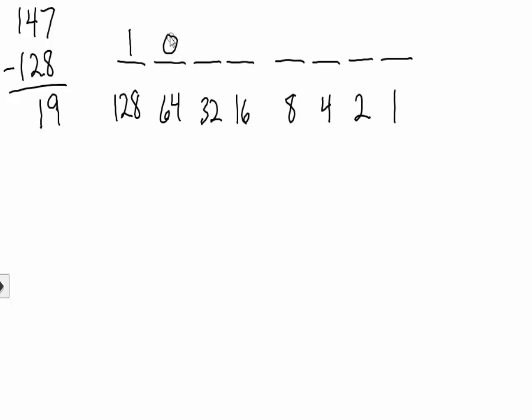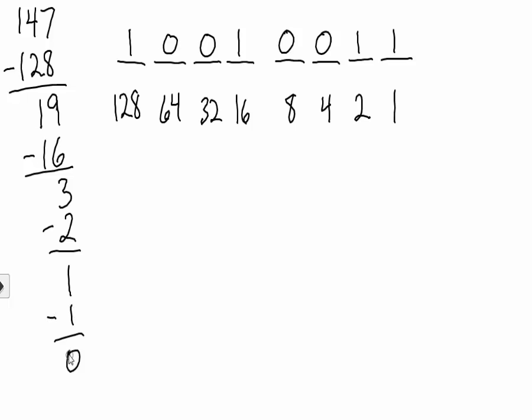64 will not go into 19, 32 will not go into 19, 16 does go into 19, so we'll subtract that, giving a remainder of 3. So 8 does not go into it, 4 does not go into 3, 2 does go into 3, leaving a remainder of 1, and 1 will go into 1. And we've finished our binary number. So we'll write that as, and there's our final binary number.